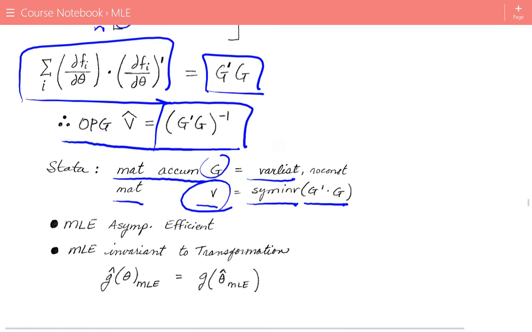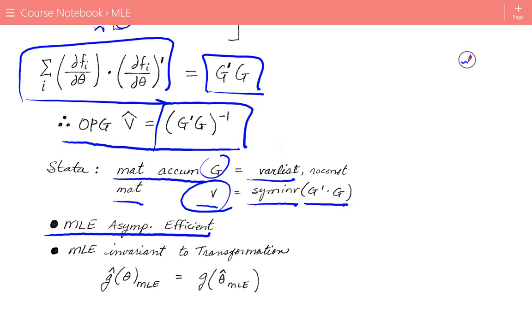Two final points to consider. One is that the maximum likelihood estimator is asymptotically efficient. So if it is a correctly specified function, then asymptotically it is the efficient estimator.